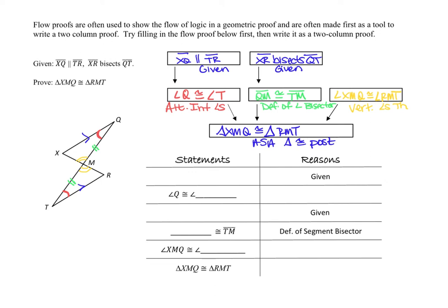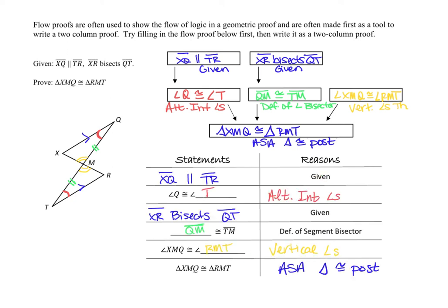So go ahead, take a moment and transfer this proof of the flowchart into the two-column proof. Here is what your two-column proof would look like.